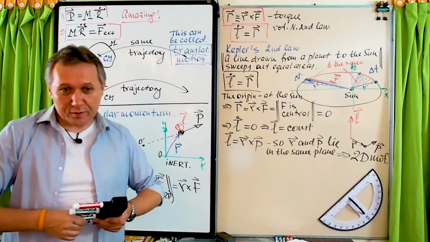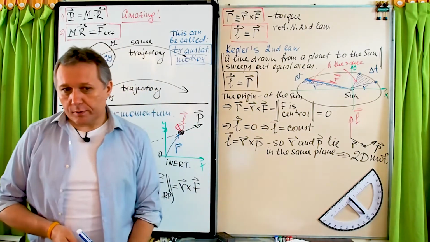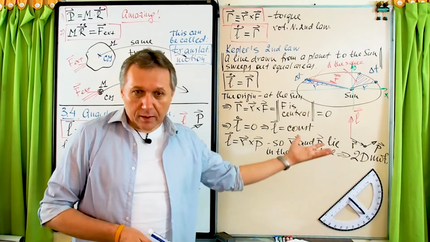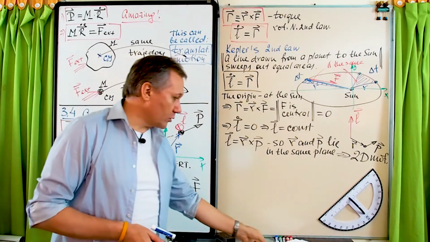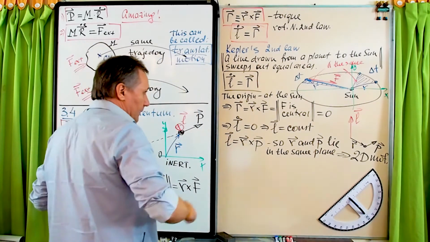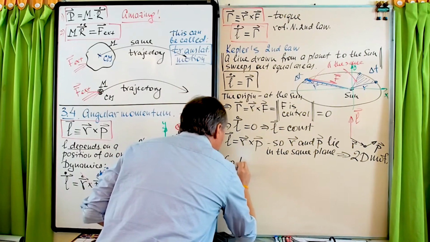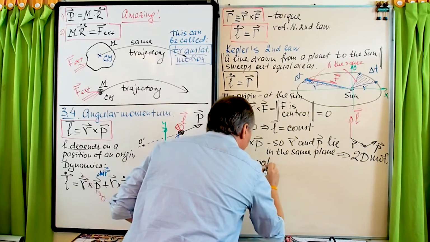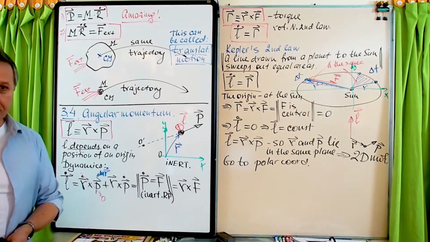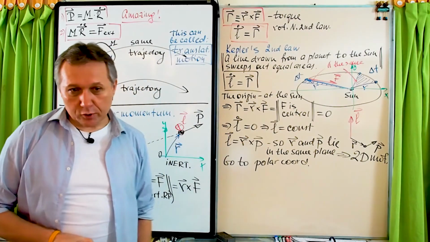Okay? And now, of course, it means that we can use, for example, polar coordinates to describe it, which is much more convenient, right? But of course, first step, I needed this result. I needed to show that we have two-dimensional motion, and now let's switch to polar coordinates. So basically, now I want to write L, angular momentum, in terms of polar coordinates.